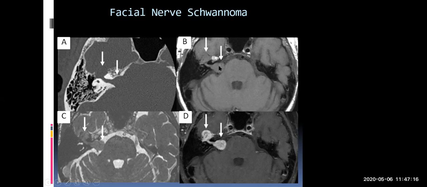You can see it iso-intense to the brain on pre-contrast T1. On a FIESTA, you can see it here, and on a post-contrast. And really, there's nothing else that would give you this image but a facial nerve schwannoma with this kind of enhancement.